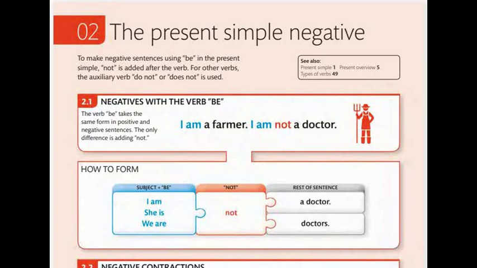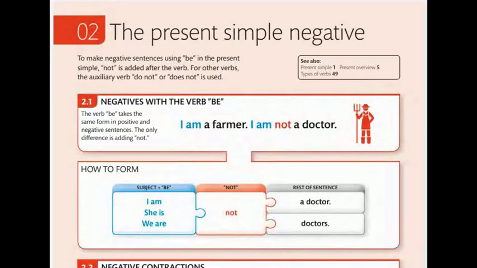The present simple negative. To form negative sentences in the present simple, not is added after the verb, or the auxiliary verb do not or does not is used. 2.1 Negatives with the verb to be. The verb be takes the same form in positive and negative sentences. The only difference is adding not.